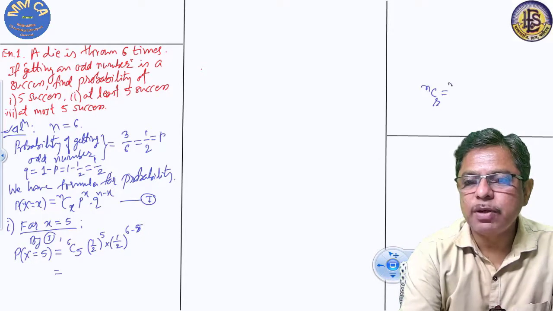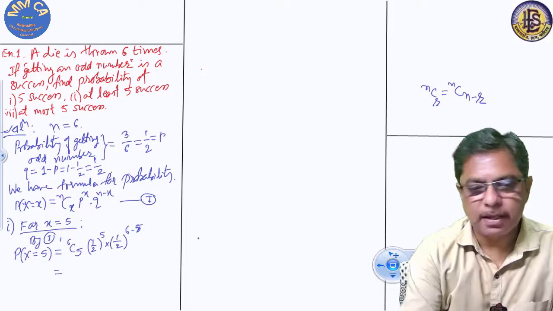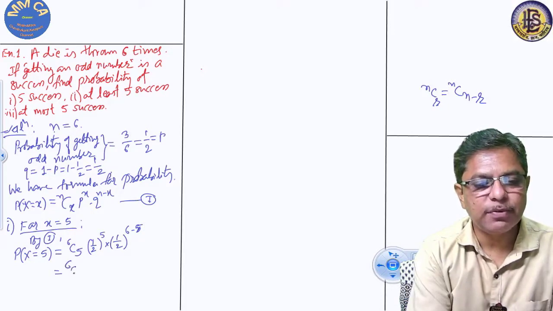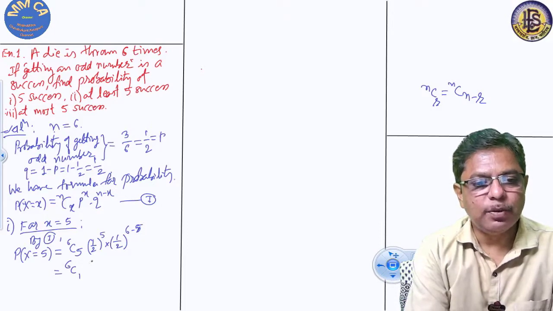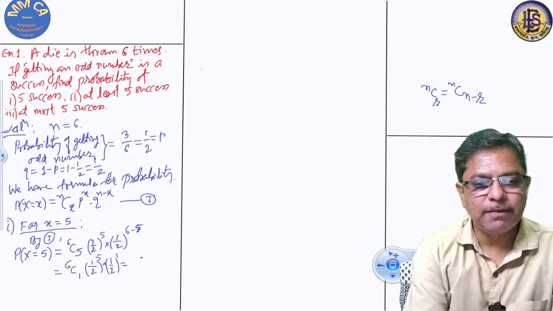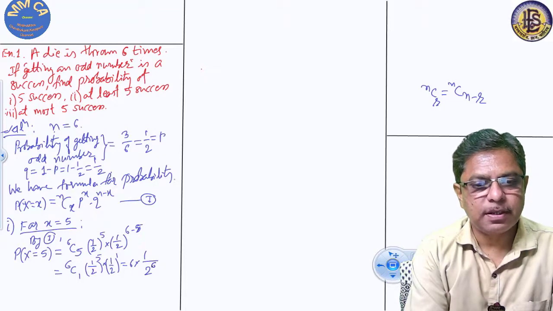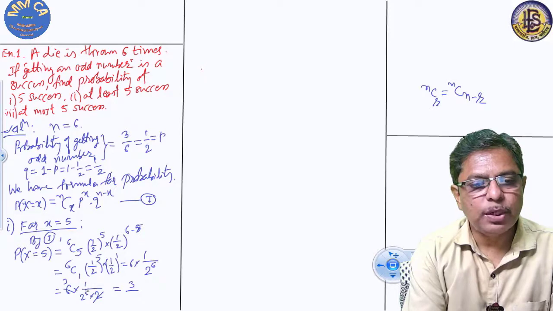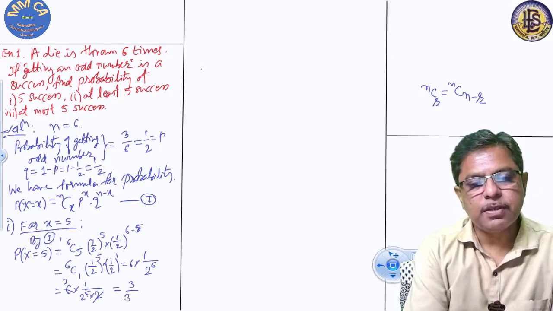nCr is also equal to nC(n minus r). So 6C5 is also equal to 6C1 into this is 1/2 raised to 5 into this is 1/2 raised to 1. So 6C1 is 6 into this is 1/2 raised to 6. Now I'll write that 6 here into 2 raised to 5, into, I'll separate one term of 2 here. 2 gets cancelled with 2 in this. So this is 3 divided by 2 raised to 5. 2 raised to 5 is 32.